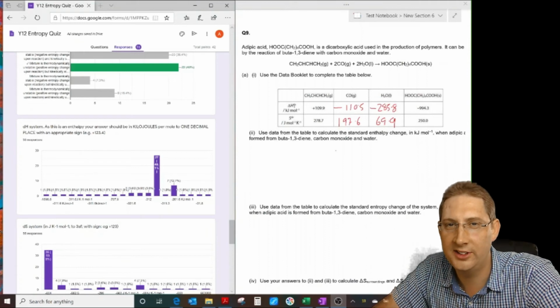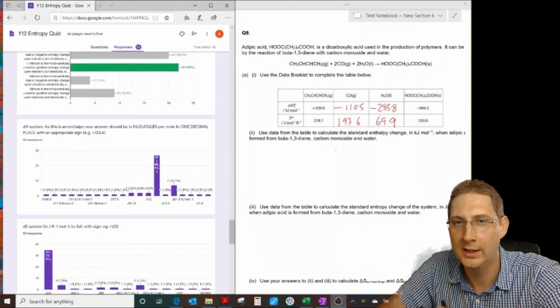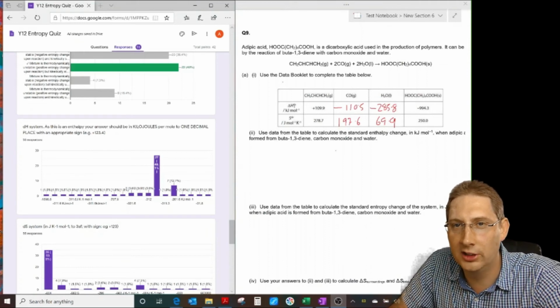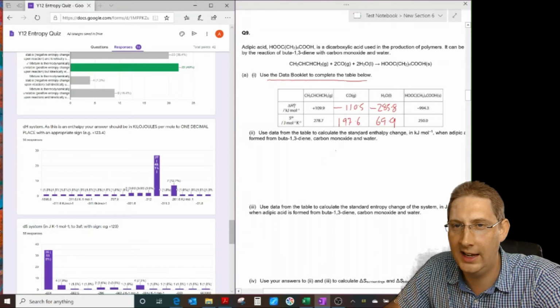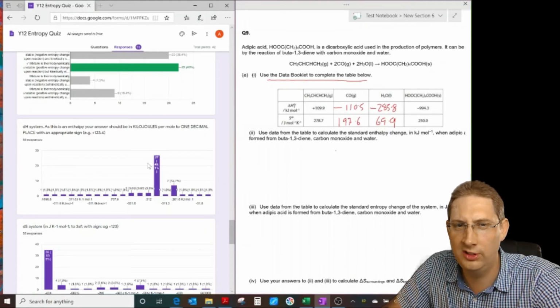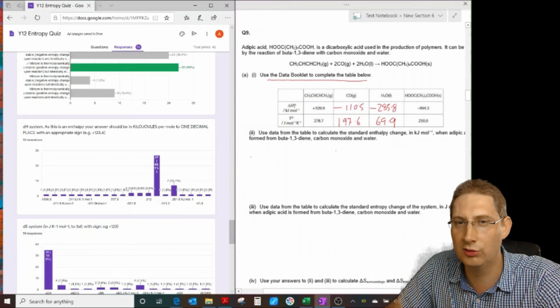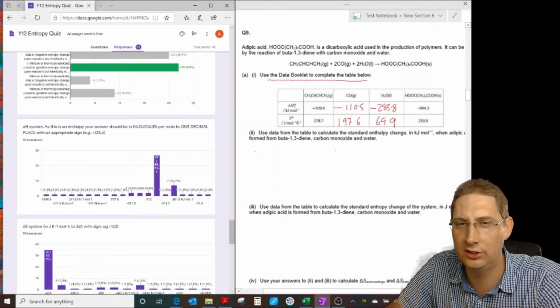And finally, we get to this question about adipic acid. Now, the first part, use the data booklet to complete the table below. This bit was done for you. Use data from the table to calculate the standard enthalpy change when adipic acid is formed from buta-1,3-diene, carbon monoxide and water. Shouldn't have been under half of you getting this right, because this is a standard enthalpy change question.